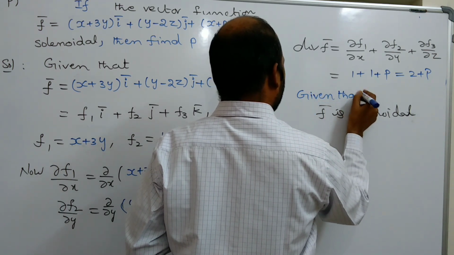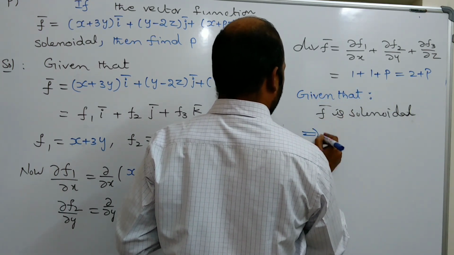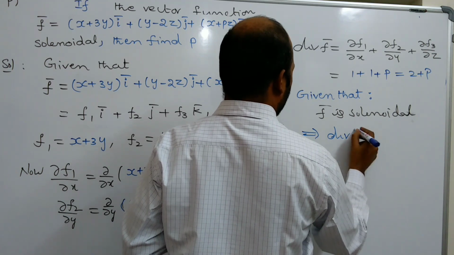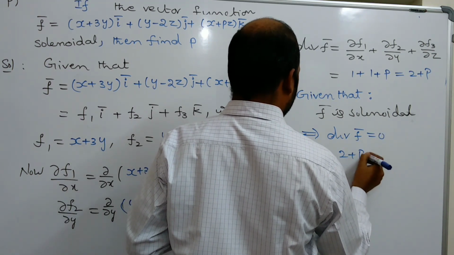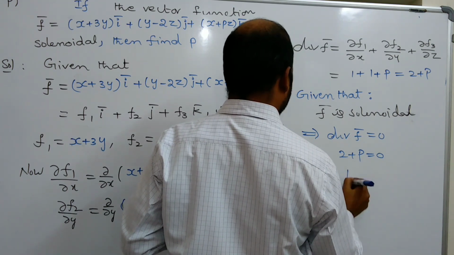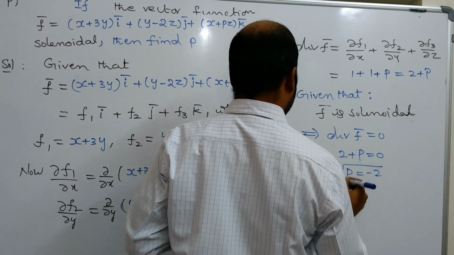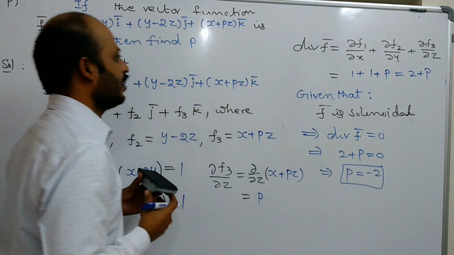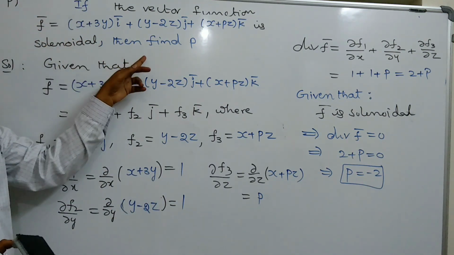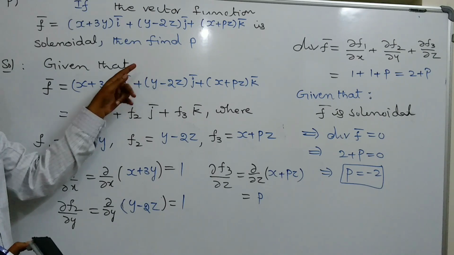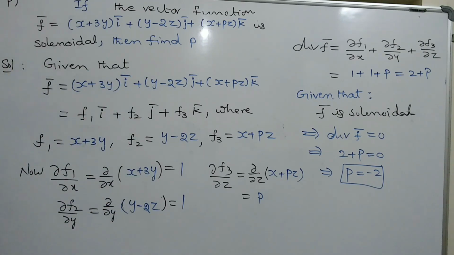Given that f bar is solenoidal, which implies div f bar is equal to 0, which implies 2 plus p is equal to 0. This shows us p is minus 2. Very, very important problem for 5 marks. Observe that if f bar is solenoidal, then find p.